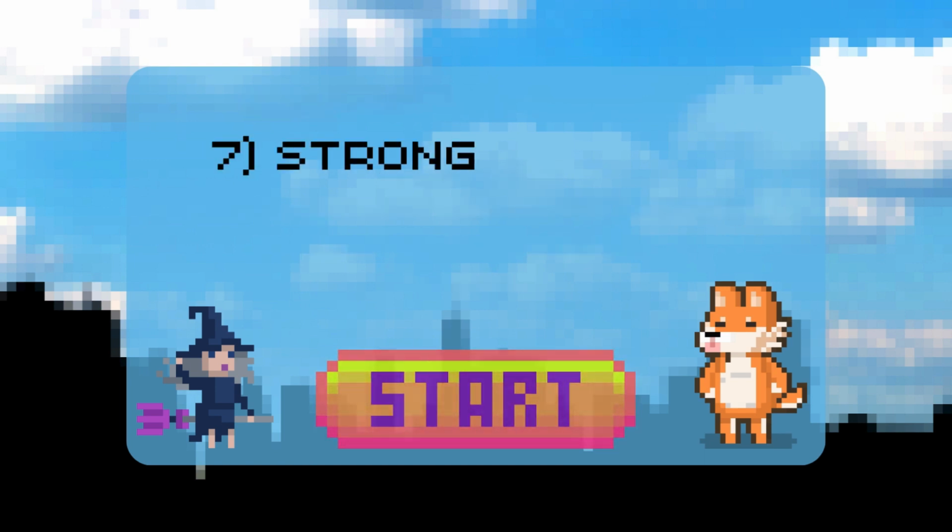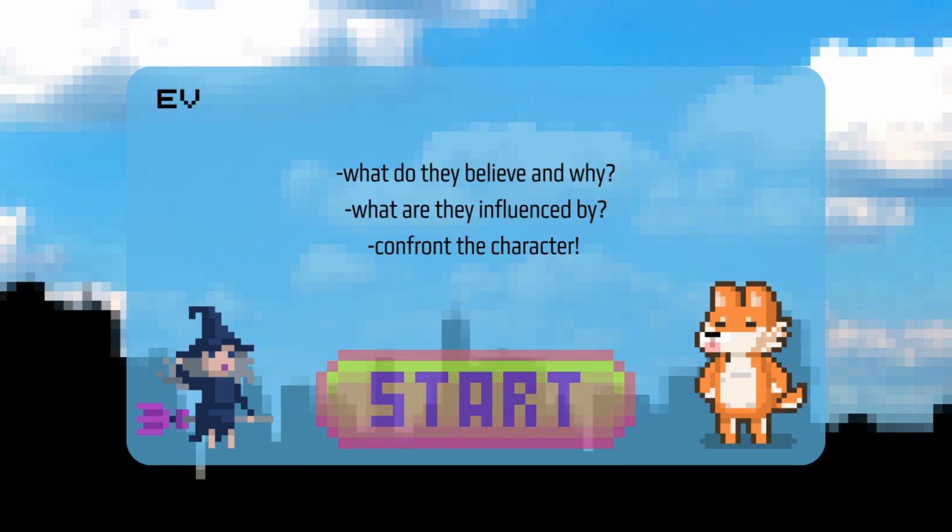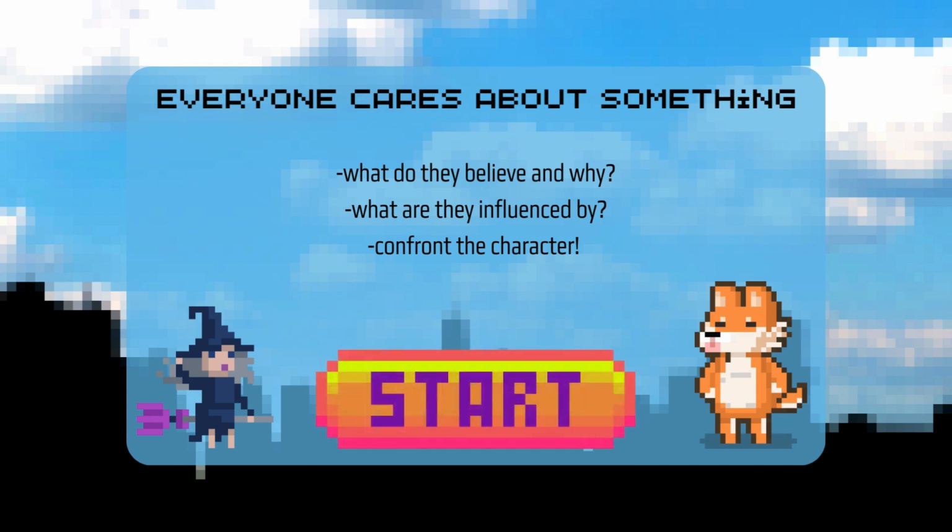Number 7 is strong opinions. This can be as simple as blue is the best color or that alien species should totally work for us because I said so. Their opinions reflect a couple of things: what they do and do not believe in, what they're afraid of, and what has the biggest influences on them. This is also a great time for contradictions to come in. Don't be afraid to confront the character.